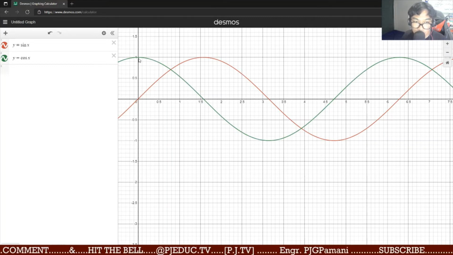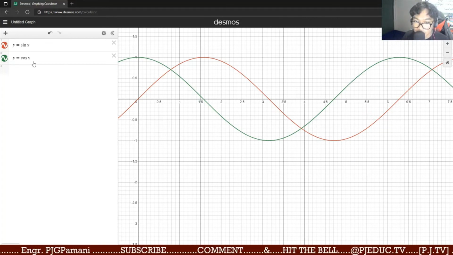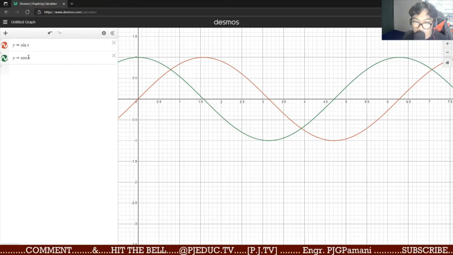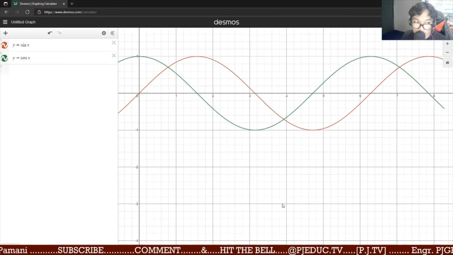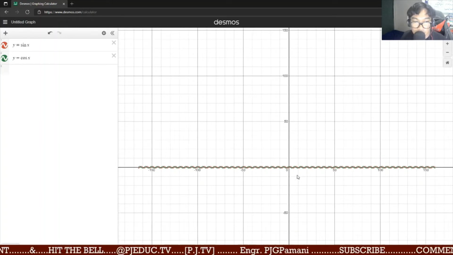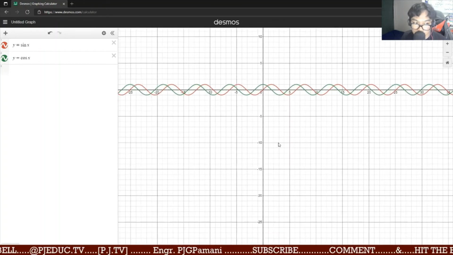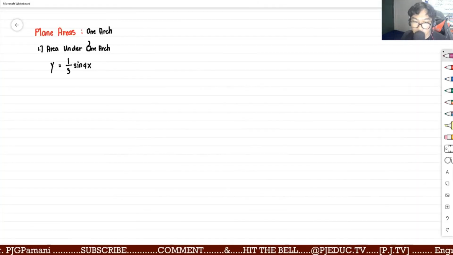How are we going to compute for the period? For the period, that is simply complete revolution is 2 pi divided by the number of x. That is 1x, then 1x. So 2 pi divided by 1, simply 2 pi. So complete oscillation is simply equal to 2 pi. Okay? Then continuously yan, infinitely, and so forth and so long. But ang tinatanong lang later on sa problem natin is under one arch.